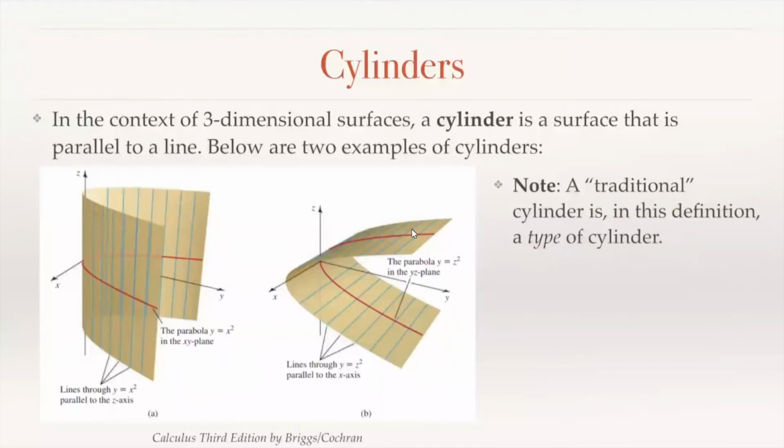Traditional cylinder meaning this guy that you're probably all visualizing when you hear the word cylinder. In a traditional cylinder, the entire surface is all parallel to a vertical line in this case. And in this cylinder, the entire surface is all parallel to the z-axis, as you can see. And in this cylinder, the surface is parallel everywhere to the x-axis.